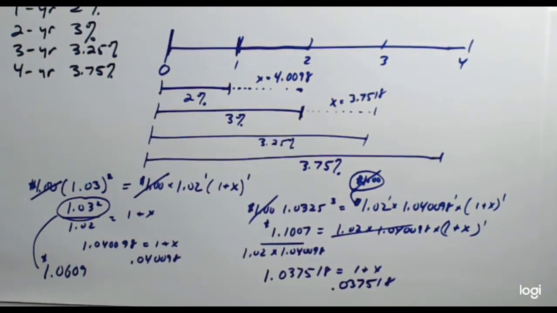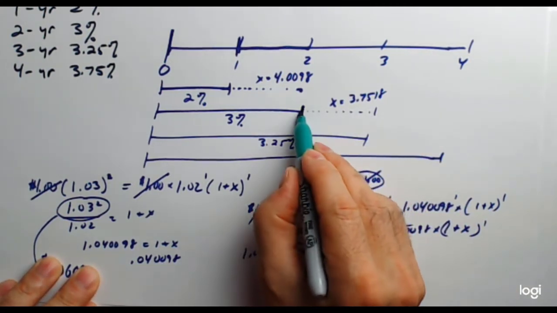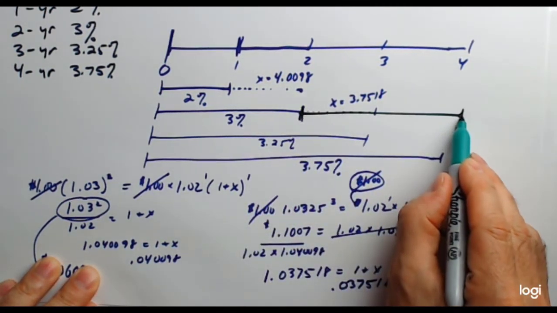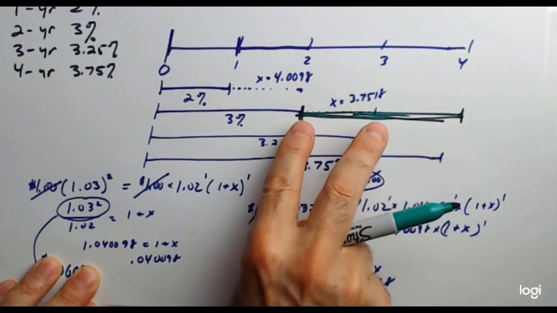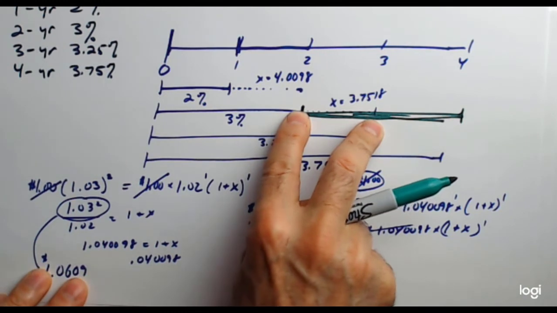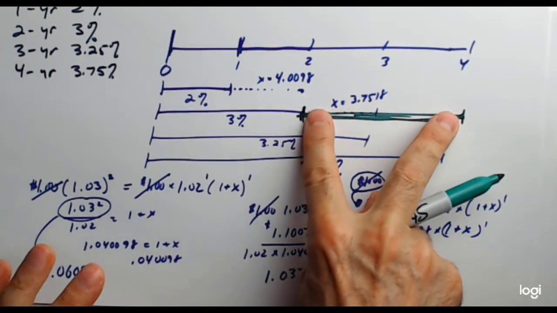Okay, now the next question is, and let me get a different color here. The next question on the slide says, what is the interest rate that starts 2 years from now and covers 2 years? What is this interest rate? We already know that the interest rate for this part is a little over 3.75%. But what is this interest rate here?